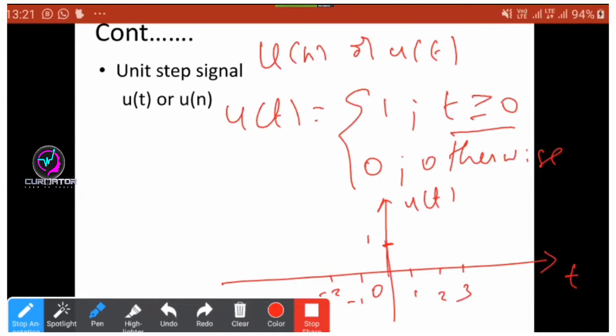So starting from here, for all positive values of t up to infinity, we will have its value as 1, a constant uniform distribution throughout time for positive values of t. For negative values of t, we will get only 0. It will be like this. This is called the unit step signal. I mentioned the continuous time signal here.